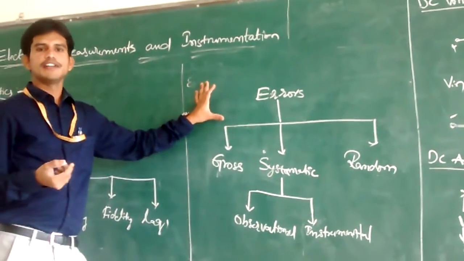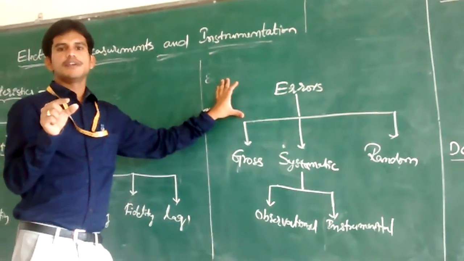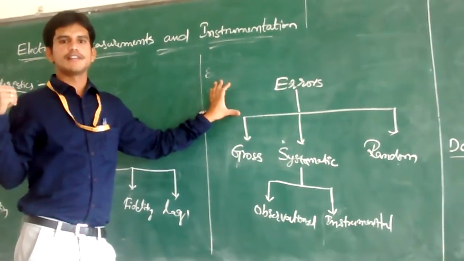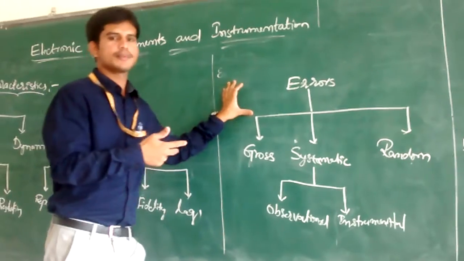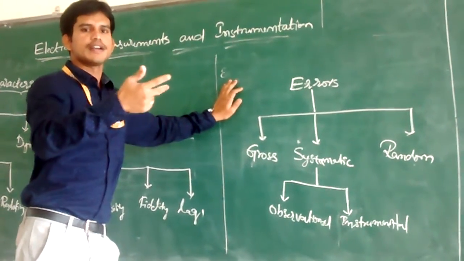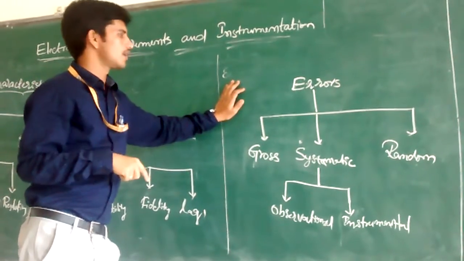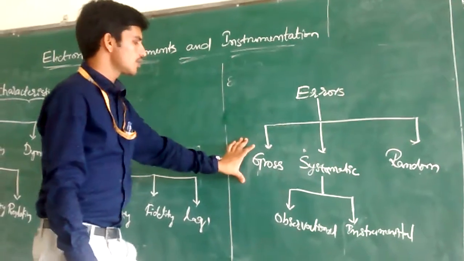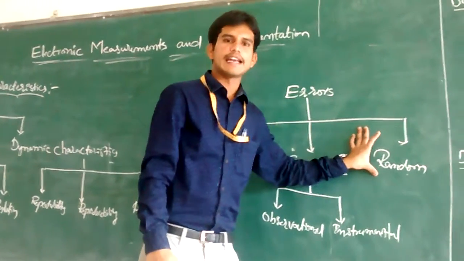Generally, error can be defined as the difference between the desired value and the measured value. Already we have done experiments. We can compare the obtained value with the desired specification value. The difference between these two is called error. The errors can be classified into various categories: gross errors, systematic errors, and random errors.